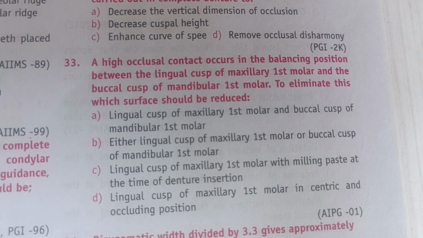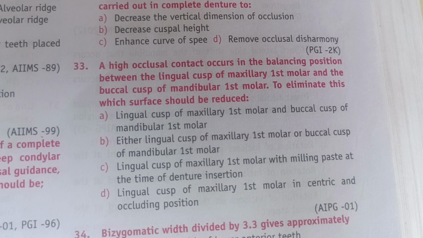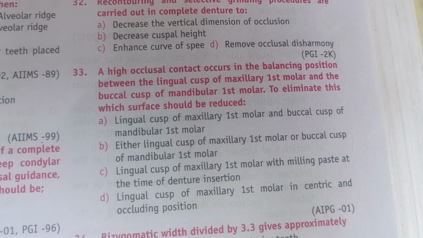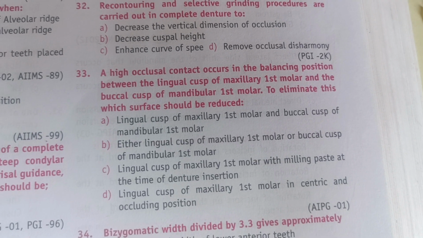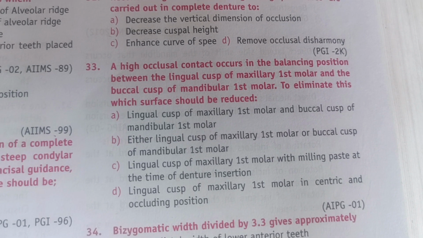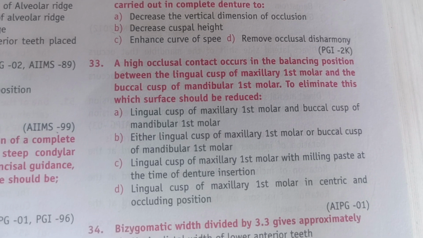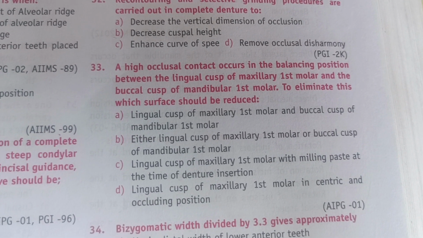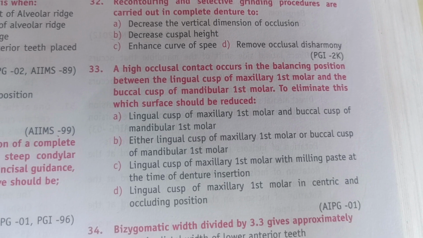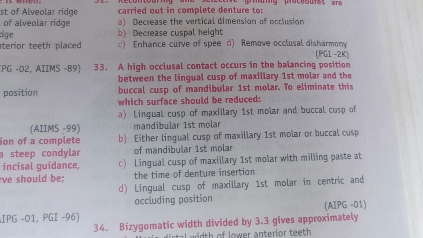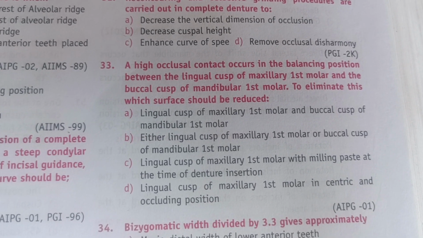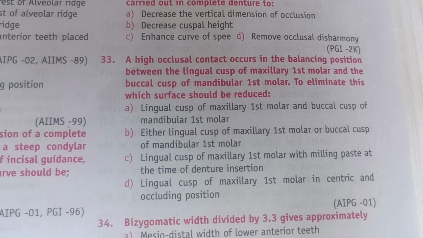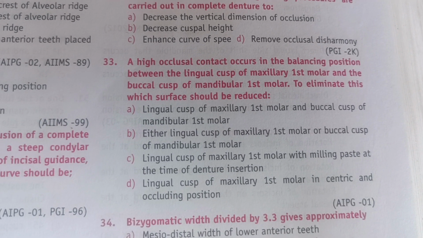Next question, a high occlusal contact occurs in the balancing position between the lingual cusp of maxillary first molar and the buccal cusp of mandibular first molar. To eliminate this, which surface should be reduced? Options are lingual cusp of maxillary first molar and buccal cusp of mandibular first molar. So which cusp will we reduce, okay? Either lingual cusp of maxillary first molar or buccal cusp of mandibular first molar.